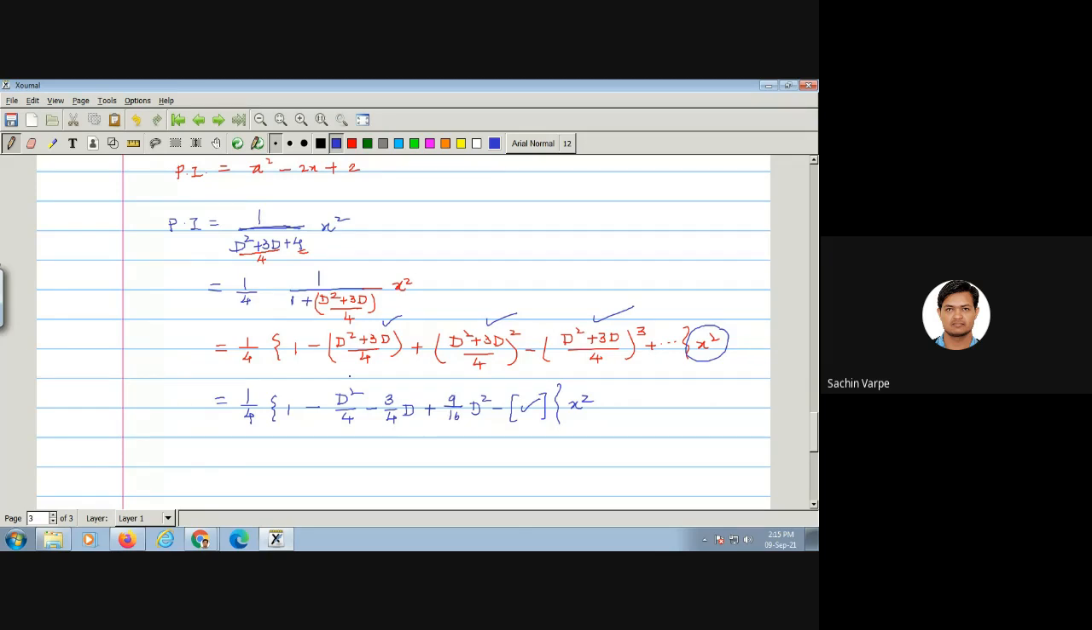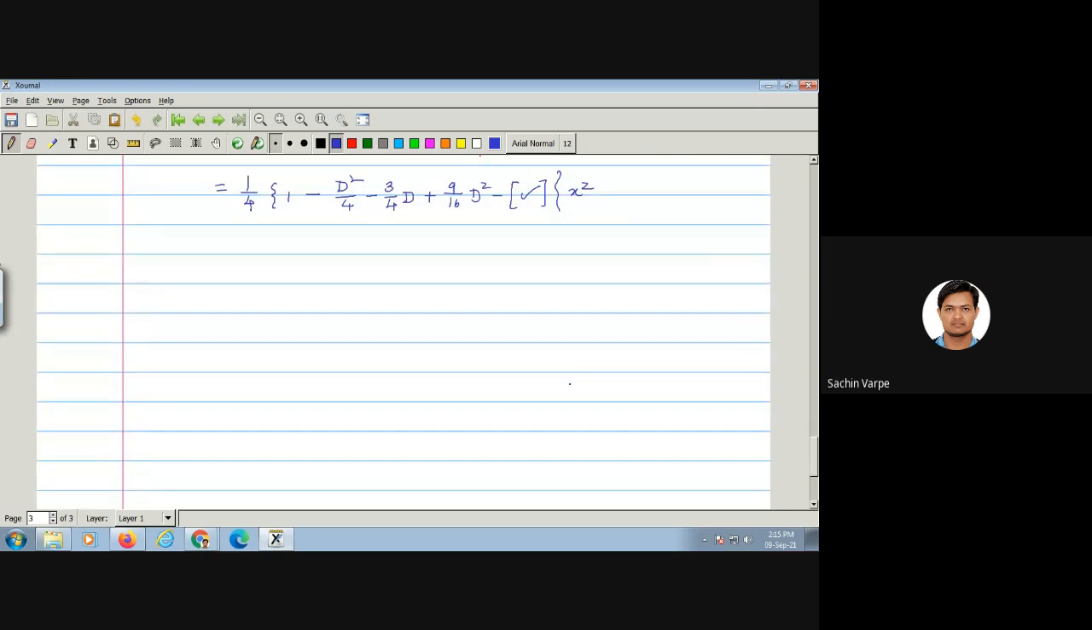Clear to everyone? Okay, let's take one more example which will clear the idea. Example: solve d2y by dx square minus dy by dx plus y equals x cube minus 3x square plus 1.